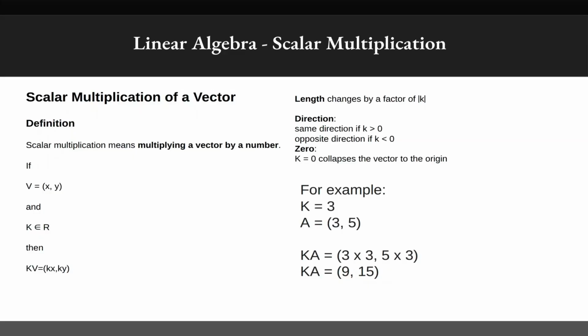For example, k is equal to 3, a is equal to (3, 5), then ka is equal to (9, 15), not 5. You've just scaled a vector by a factor of 3.